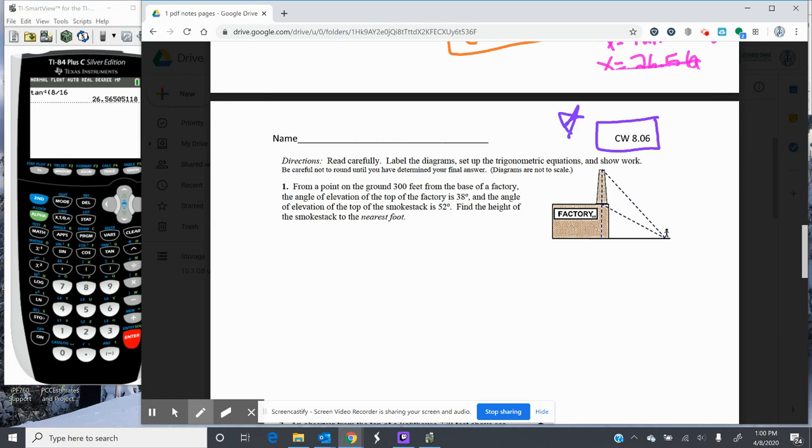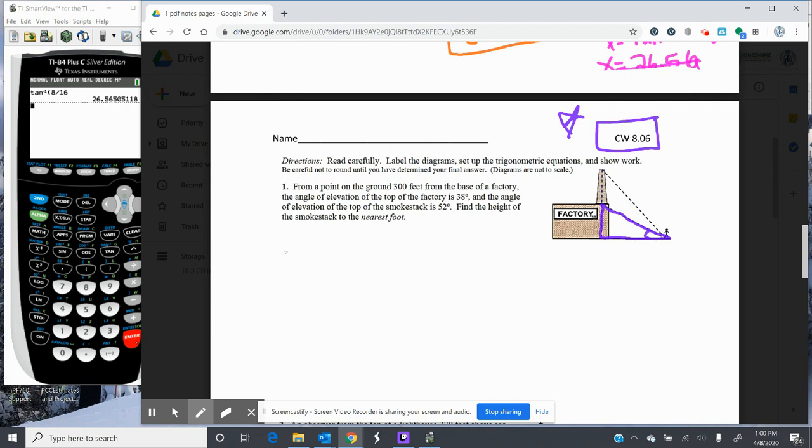So there's 4 questions here. I'm going to give you a few hints. Number 1, the hint I'm going to tell you is this is very similar to example 3 from the classwork, or the notes, we just did. You're going to have 2 right triangles. You have the smaller right triangle, and you're going to look to find the height of the factory.